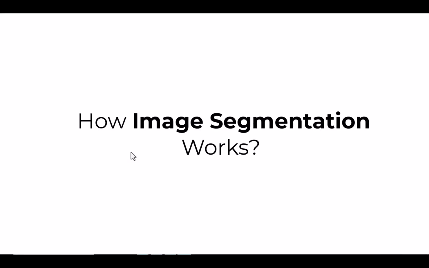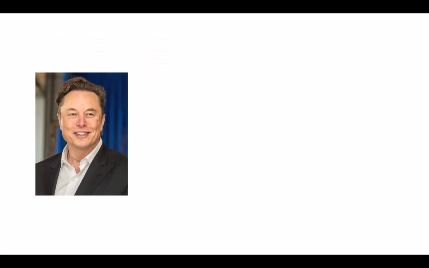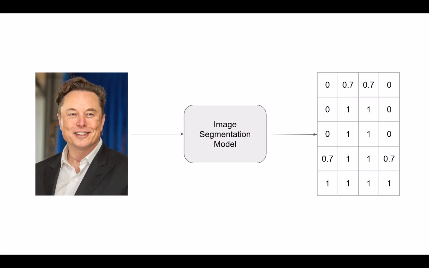So now let's understand image segmentation with the help of an example. Suppose we got this image and we want to make it transparent. For that purpose, we are going to take this image and pass it to an image segmentation model. Now this model is going to analyze each pixel of the image and it will return a table similar to this. This table is called a mask.